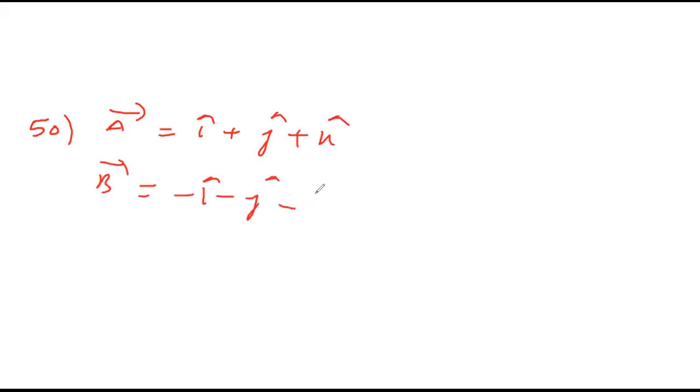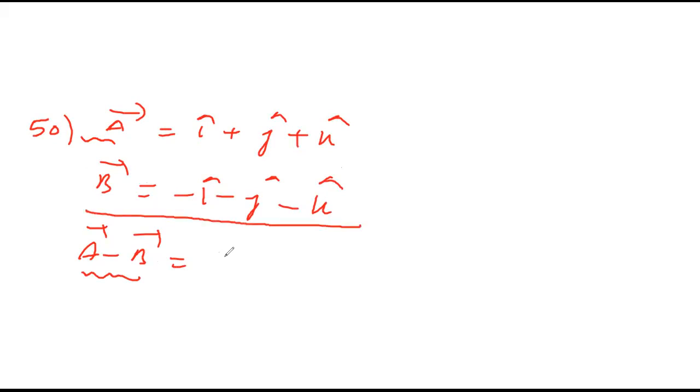Given A bar equals I cap plus J cap plus K cap, and B bar equals minus I cap minus J cap minus K cap, then A bar minus B bar will make what angle with A? First we'll find A bar minus B bar, then the angle made between A bar minus B bar and A bar.